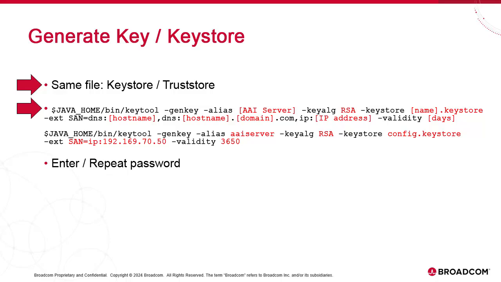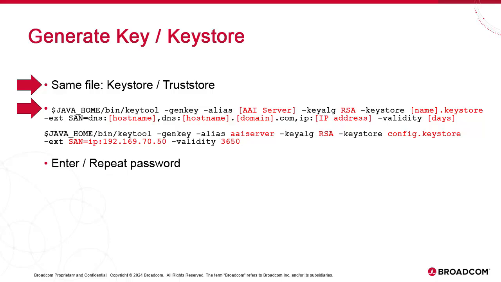Options are -genkey to generate the key, -alias to assign an alias, and that can be anything you want. We'll use AAI server. -keyalg for the algorithm, and we use RSA. -keystore to indicate the name and location of the keystore file, which is also the trust store. In our case, we're not specifying a directory, which means that the file is generated in the same Java bin location. We'll move it later.